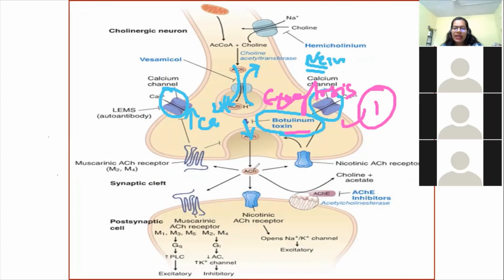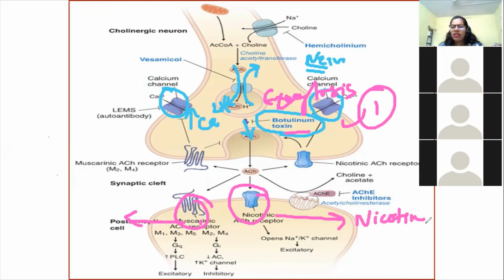Now, once it has been released into the synaptic cleft, either it goes and binds to the nicotinic receptor or muscarinic receptors. Now, what is muscarinic? You know what is nicotine. I guess everyone knows what is nicotine, right? Nicotine is present in your cigarettes and tobacco. Now, what about muscarinic? It is present in toxic mushrooms.